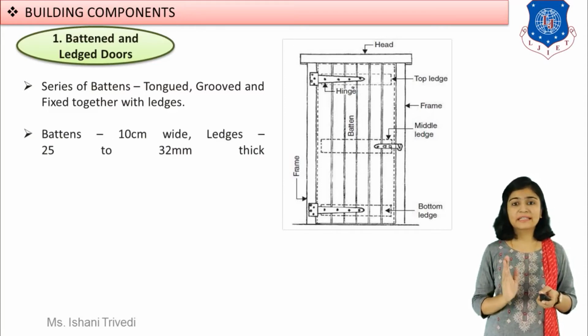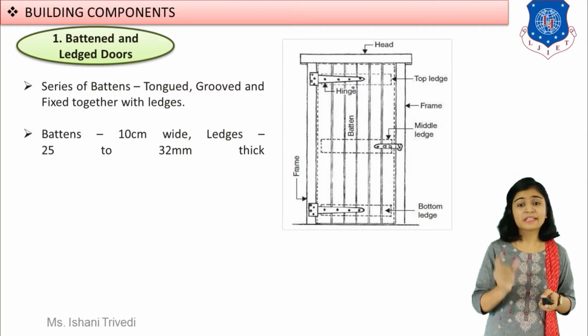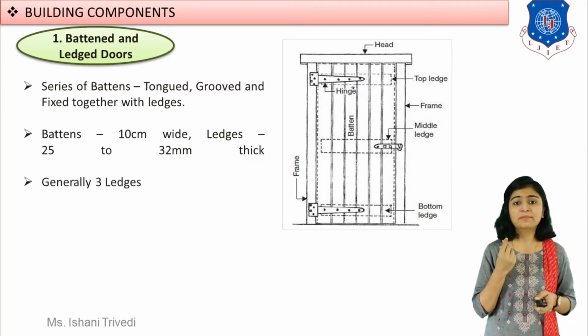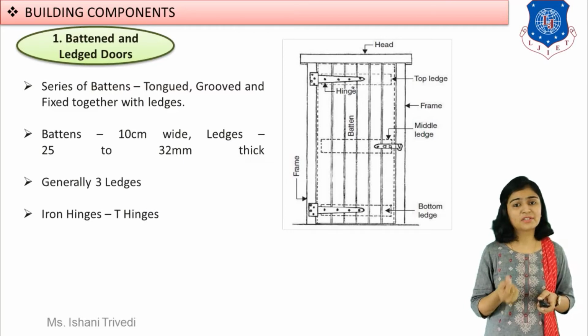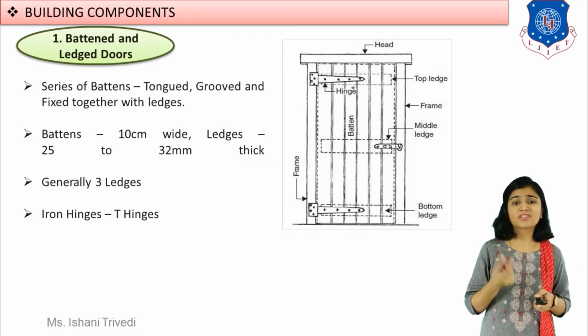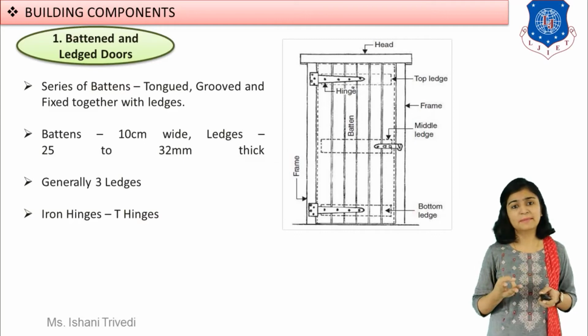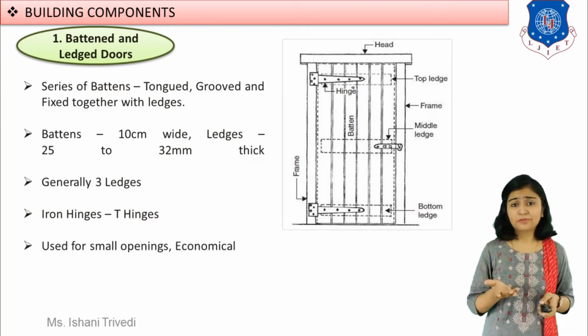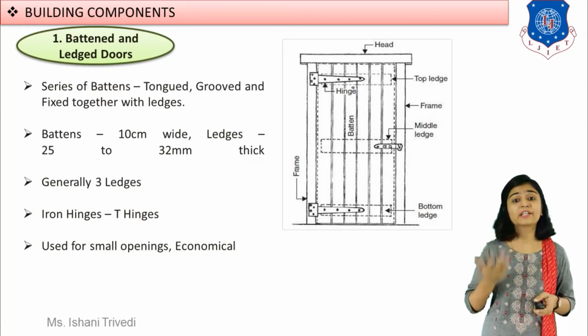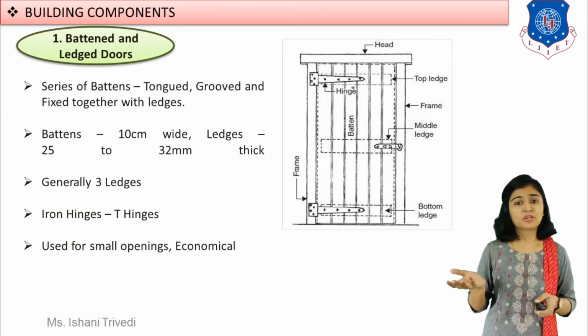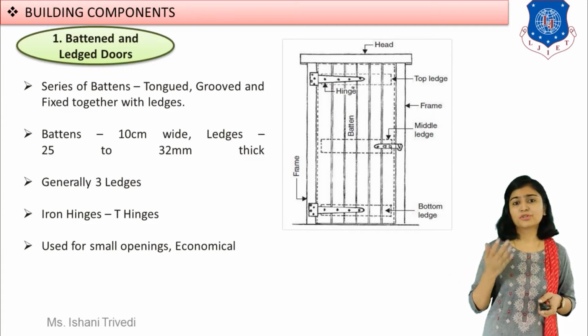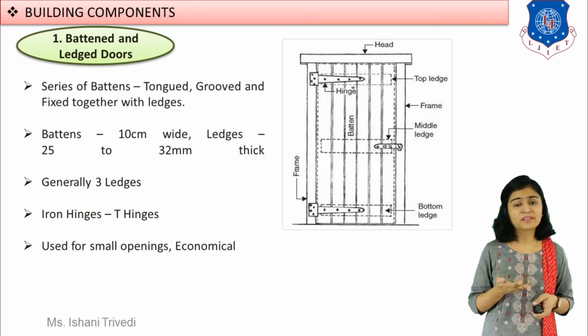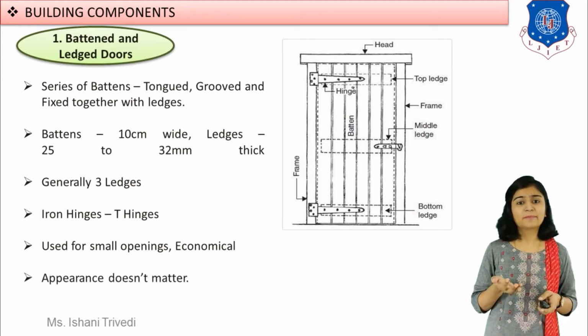Now you have to remember certain dimensions. The battens are generally 10 centimeter wide, and the ledges, the horizontal components, are generally 25 to 32 mm thick. You are supposed to remember the dimensions if you are writing the descriptive question. Generally 3 ledges are provided for structural stability and support. So where is this type of door used? It is used where economy is important, where appearance is not of importance at all, because you see that it will not give you a very pleasing appearance. You can see that. I think I am going to show it to you.